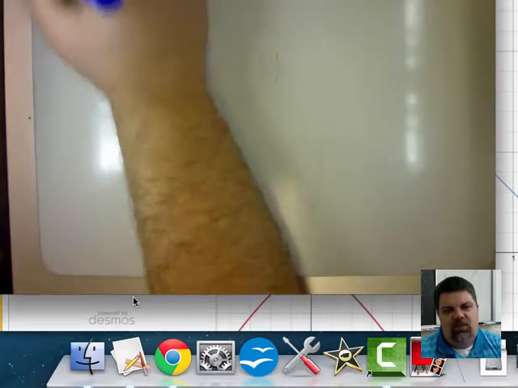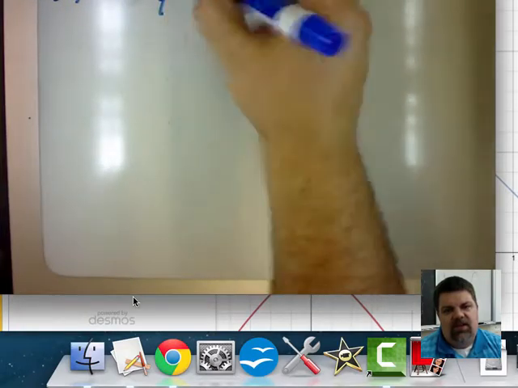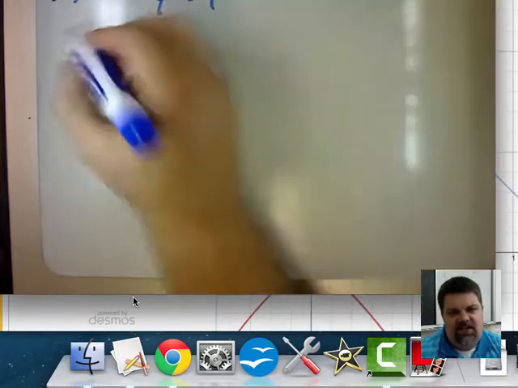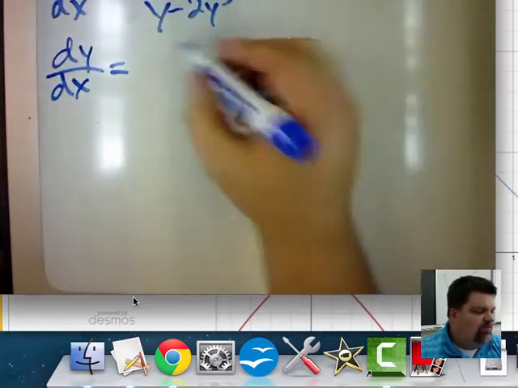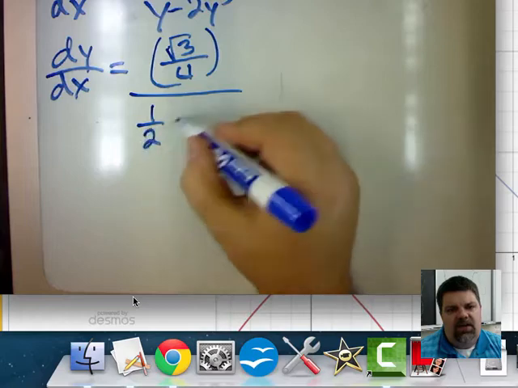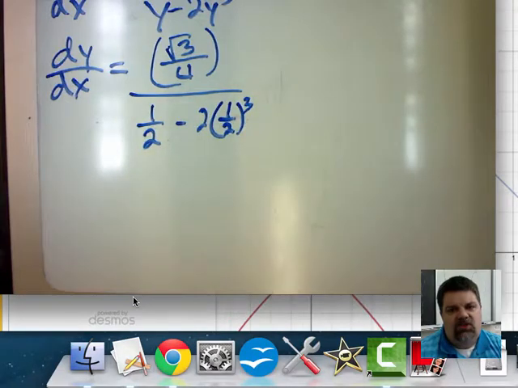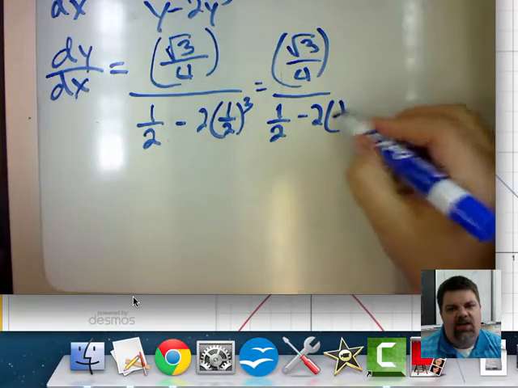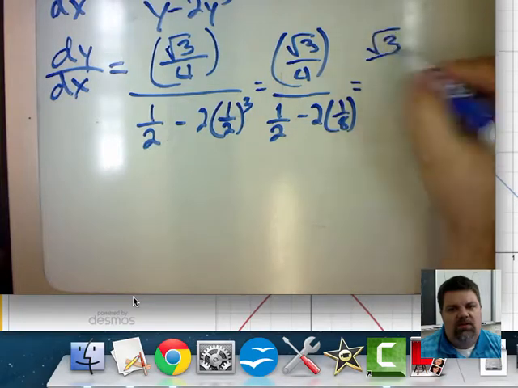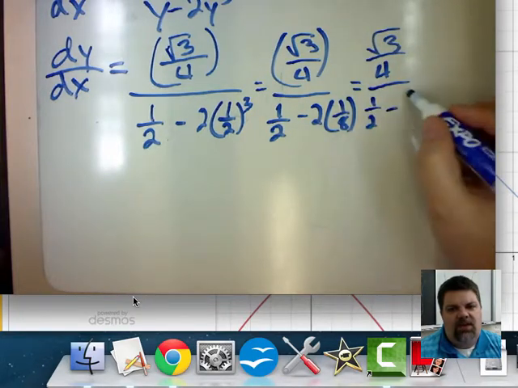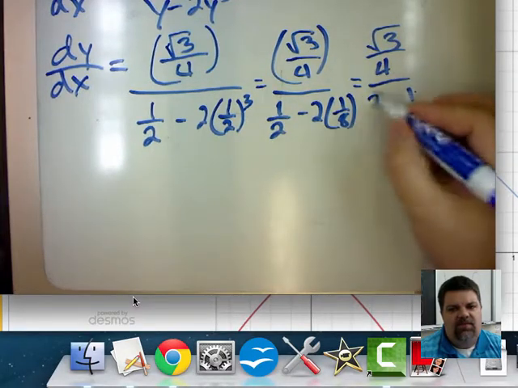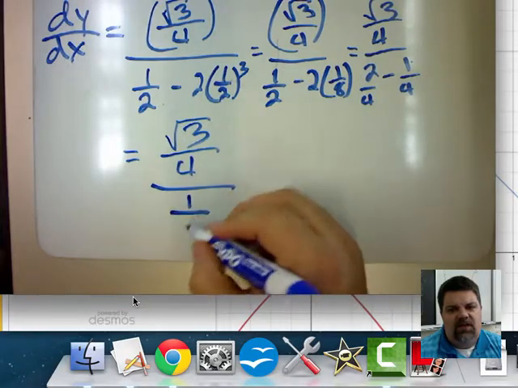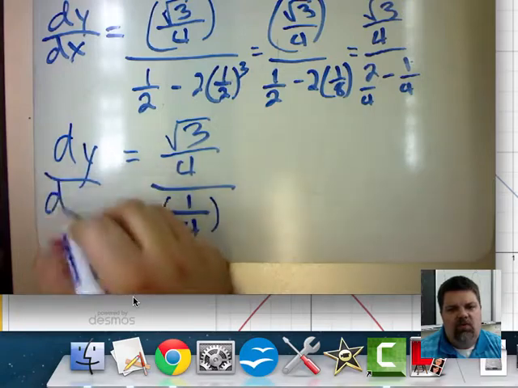Now we just need to find the slope evaluated at the second point on the curve. We're going to use the same dy/dx, and it's a little bit off the screen, so here I'll write it out again: x over y minus 2y cubed. So when I plug in root 3 over 4 and then 1/2 for y, I get root 3 over 4 over 1/2, minus 2 times 1/2 cubed. 1/2 cubed is 1/8, and that 1/8 times 2 reduces down to 1/4.